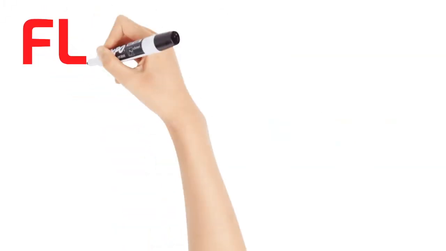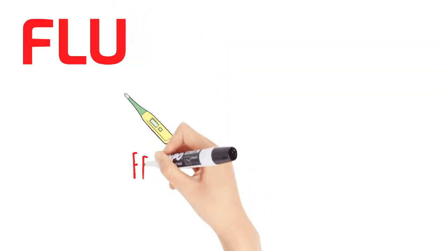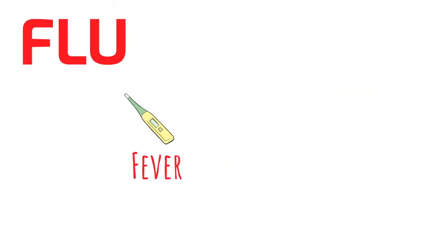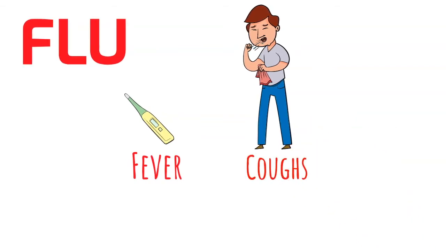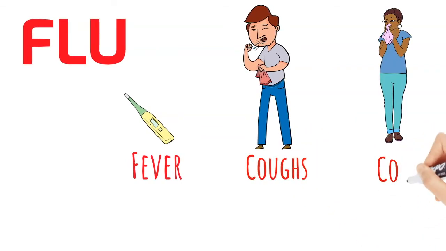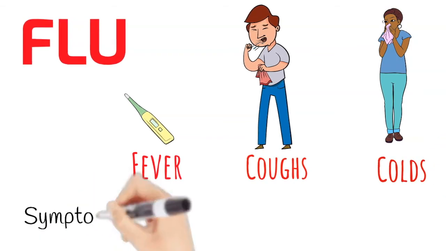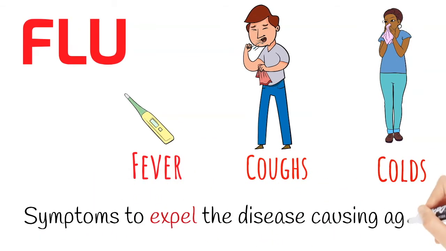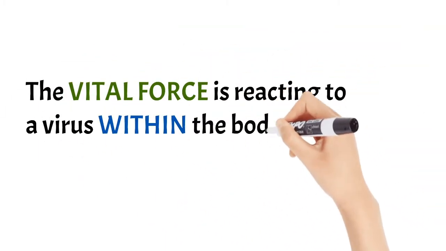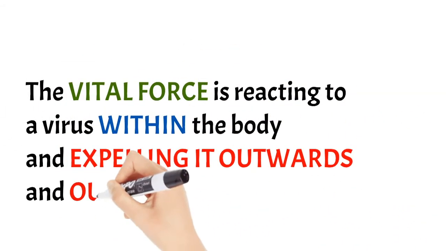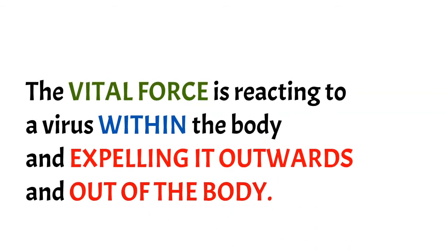For example, let's take the flu. When exposed to the flu virus, the reaction of the body is to generate a fever, hot enough that it kills the virus. Other accompanying outward symptoms take place to further expel the virus: coughs, colds, and perspiration. The vital force is reacting to a virus within the body and expelling it outwards and out of the body.